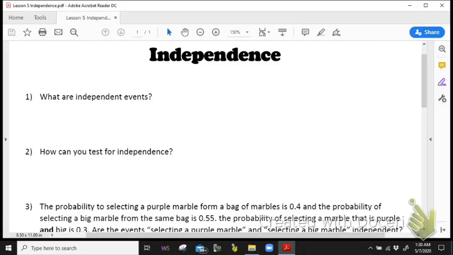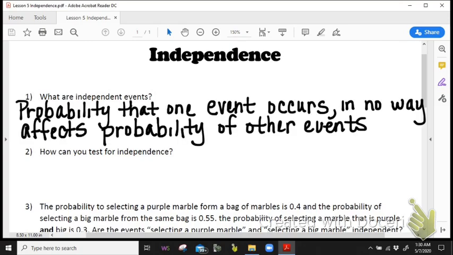Hi class. So today we're going to start independence, and it is the last leg of our probability race. And we're going to start off with what is the definition of independent events. So the definition of independent events is that the probability that one event occurs in no way affects the probability of other events. So question 2 says, how can you test for independence?